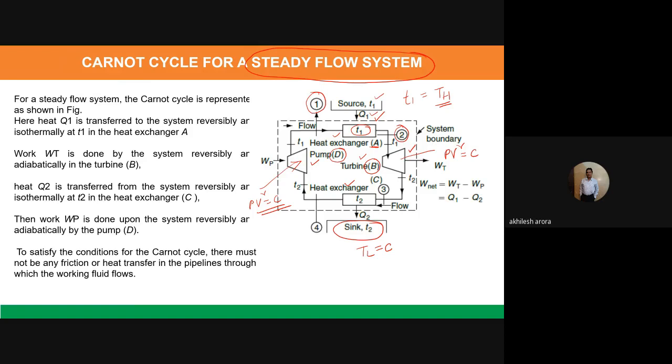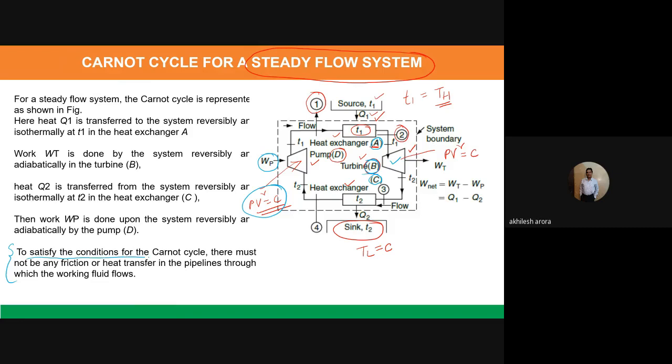Here there are two heat exchangers in which processes are taking place at constant temperature: heat exchanger A, which is shown here, and the other, heat exchanger C. These are the two heat exchangers where the processes take place at high temperature and low temperature respectively. Then we have two reversible adiabatic processes, one in the turbine, denoted here as B, and the second in the pump, where the process is also reversible adiabatic. Okay, and there is one very important point here, you can read it.